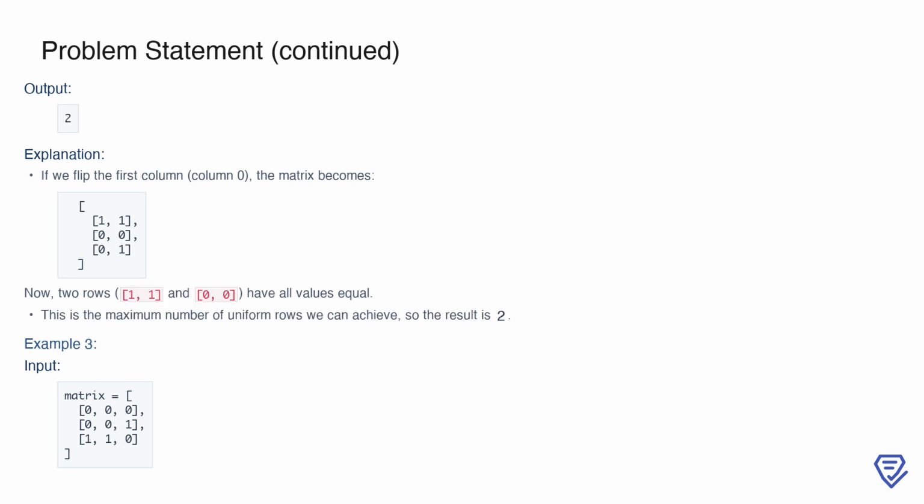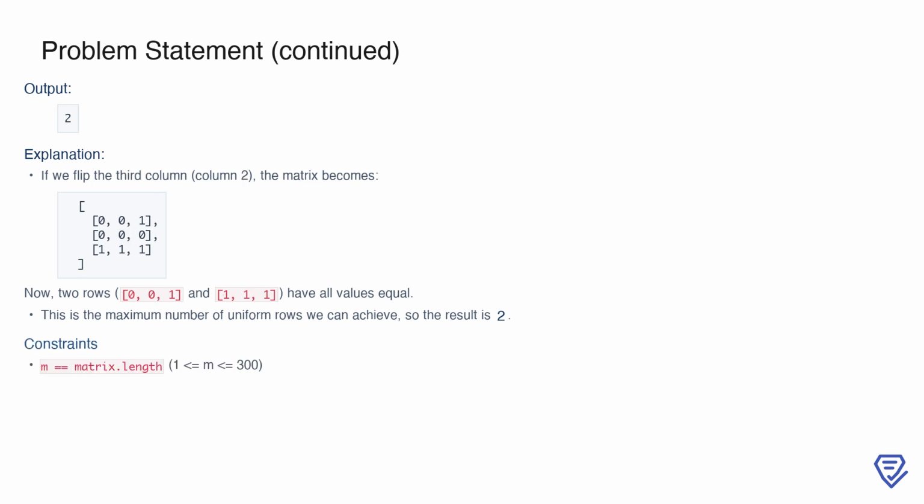In the second example, the input matrix has 3 rows and 2 columns: [0, 1], [1, 0], [1, 1]. If we flip the first column, column 0, the matrix changes to [1, 1], [0, 0], [0, 1]. Now, 2 rows, [1, 1] and [0, 0], are fully uniform. This is the maximum number of rows that can be made equal, so the output is 2. By carefully choosing which columns to flip, we achieve the best possible result in terms of uniformity across rows.